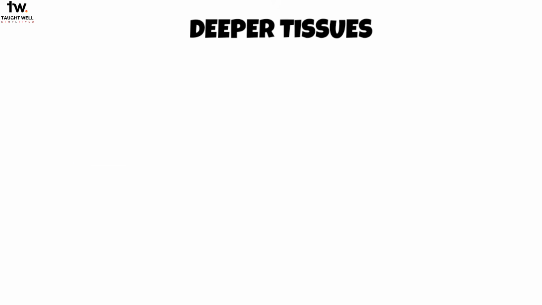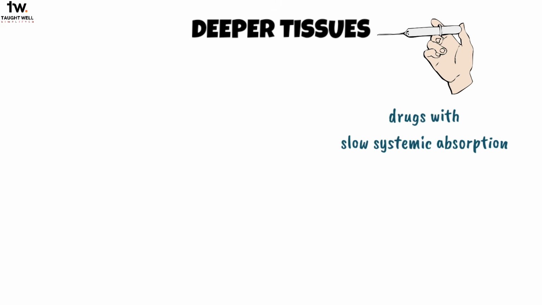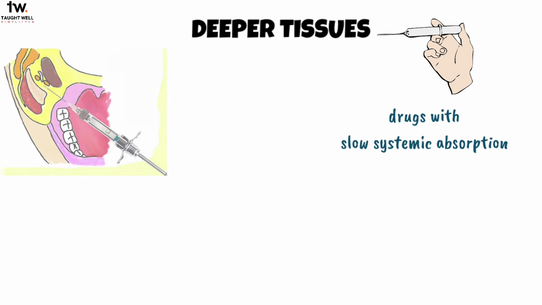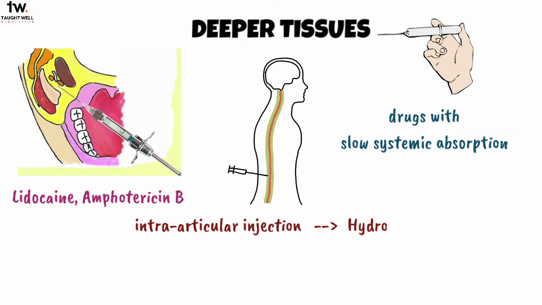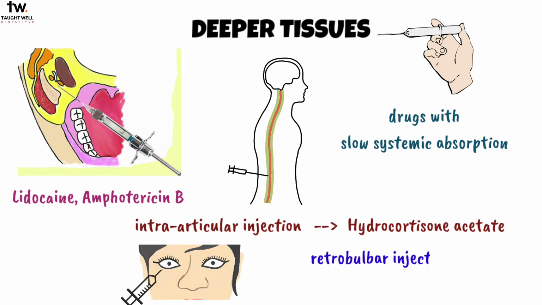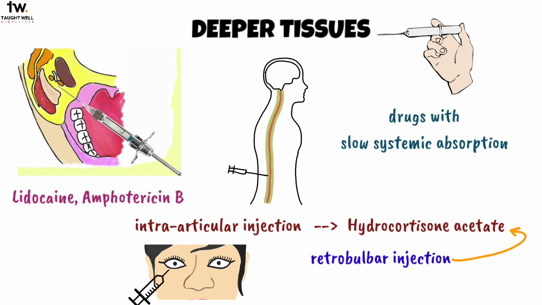A few deep areas can be approached by using an injection, but the drug should be in such a form that its systemic absorption is slow. Examples of this route are infiltration around a nerve or intrathecal injection. Drugs given are lidocaine, amphotericin B, intra-articular injection in which hydrocortisone acetate is given, and retrobulbar injection in which again hydrocortisone acetate can be given.